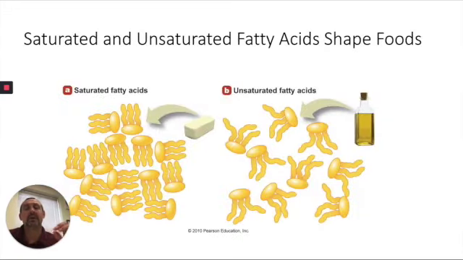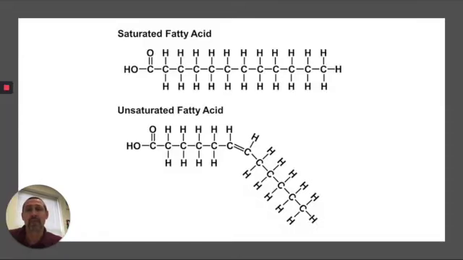Saturated fats are going to be animal products. They're solid at room temperature. Notice these tails are very close together, and as a result, they can be packed very close together as a solid. The unsaturated fats, you'll notice, have tails that are bent and spread out, which makes them more liquid at room temperature. They're plant products, and typically good for you.